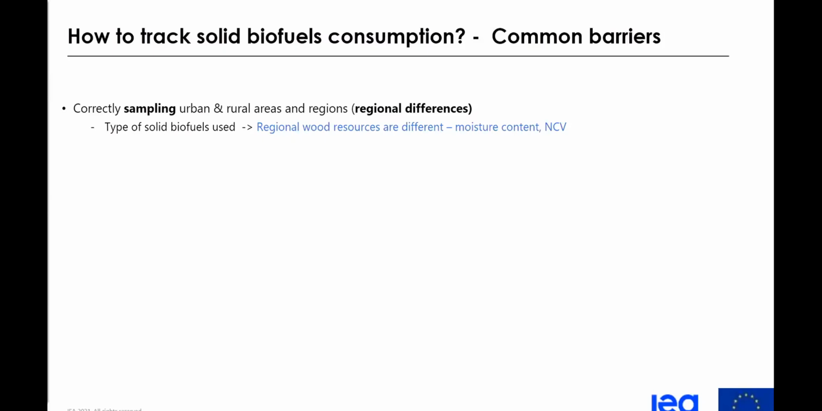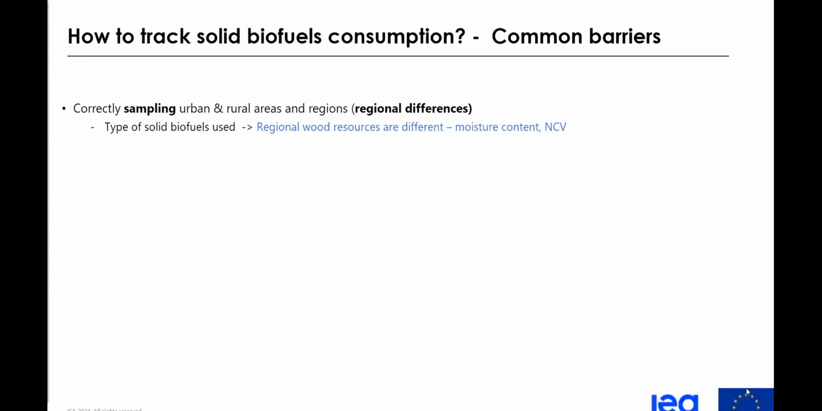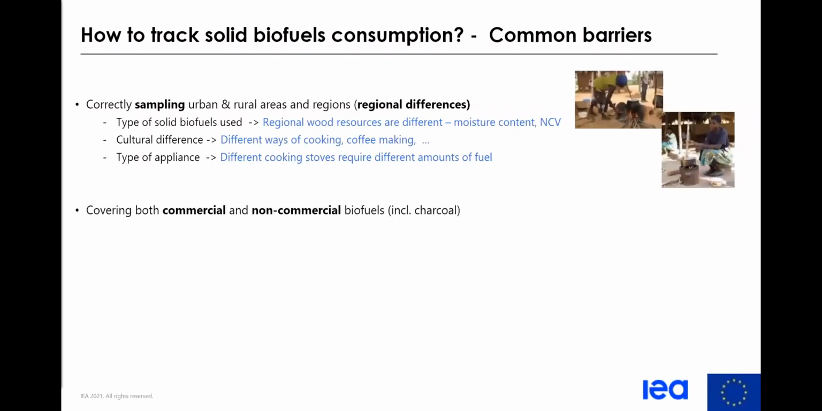We need to collect data by type of solid biofuel used, as regional wood resources are different, with different calorific values and moisture content. There is also the cultural difference to take into account because different people cook in different ways, etc. There are also different types of appliances, different cooking stoves.